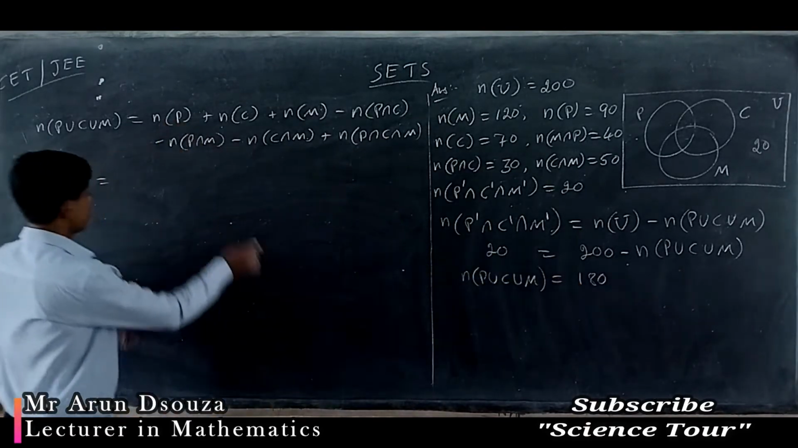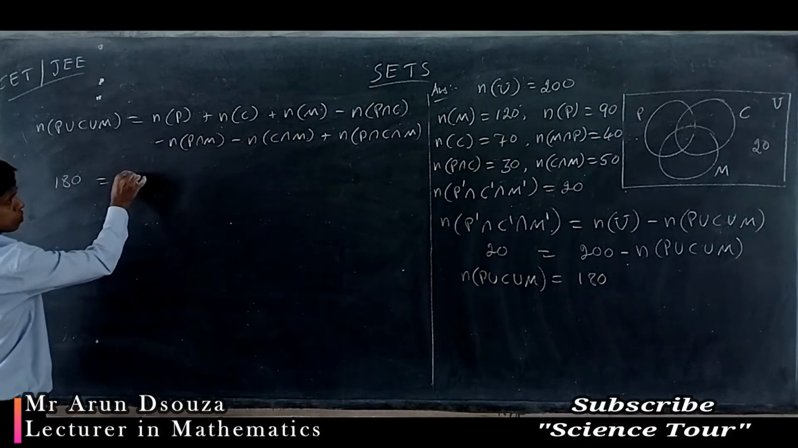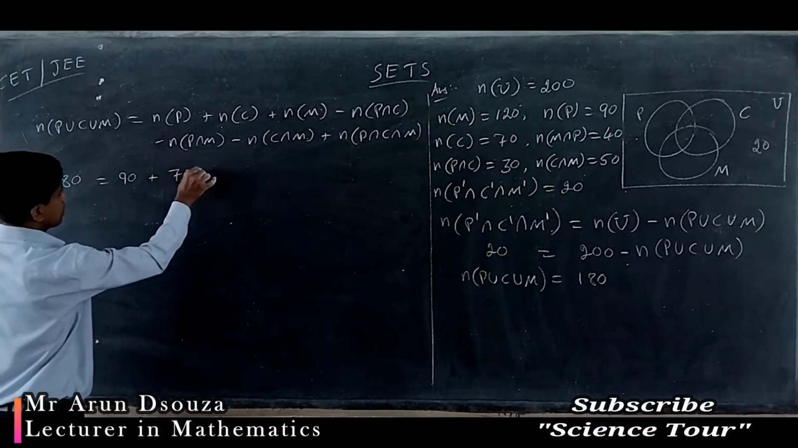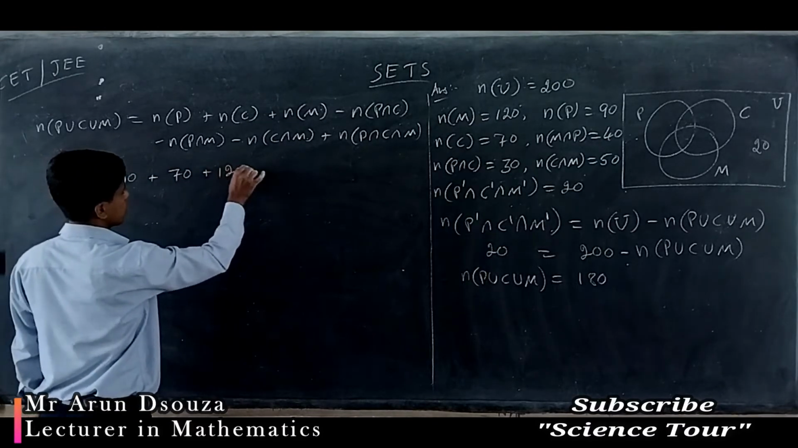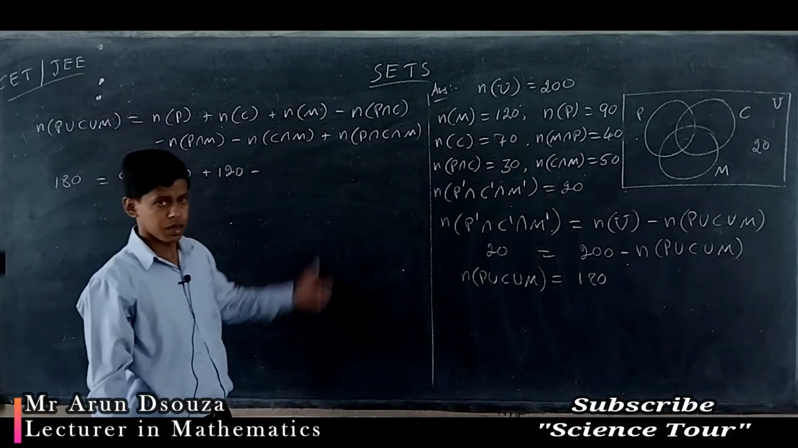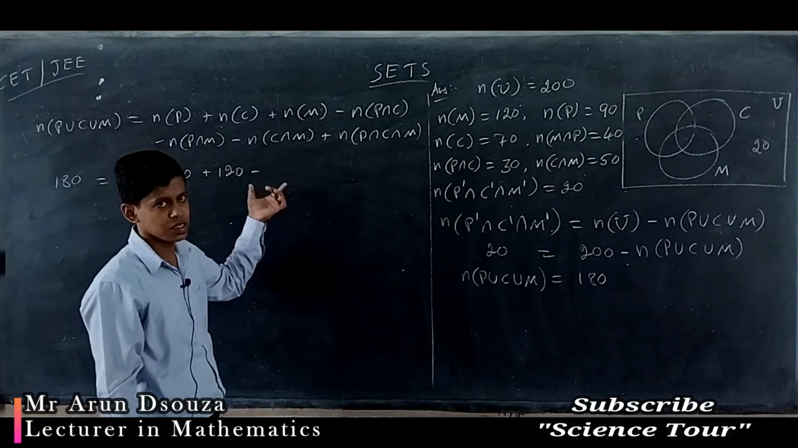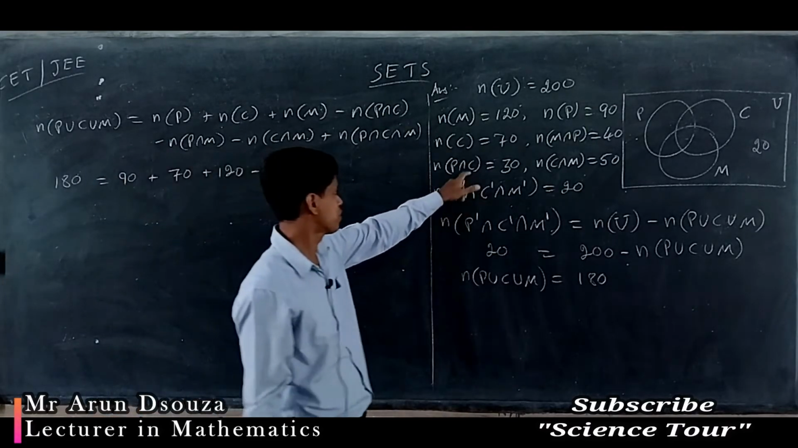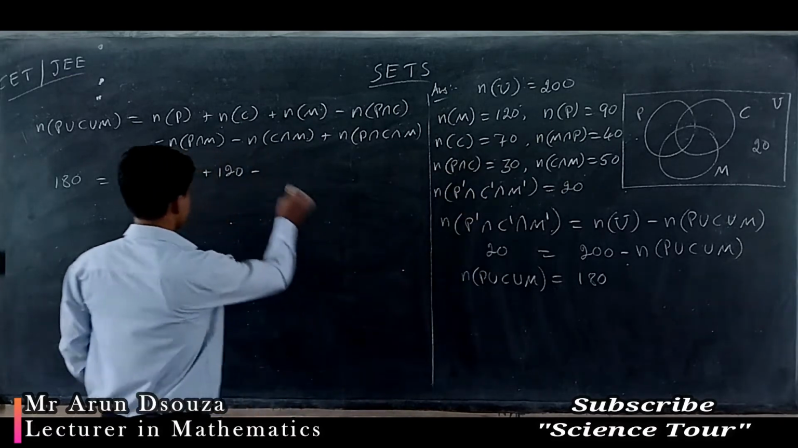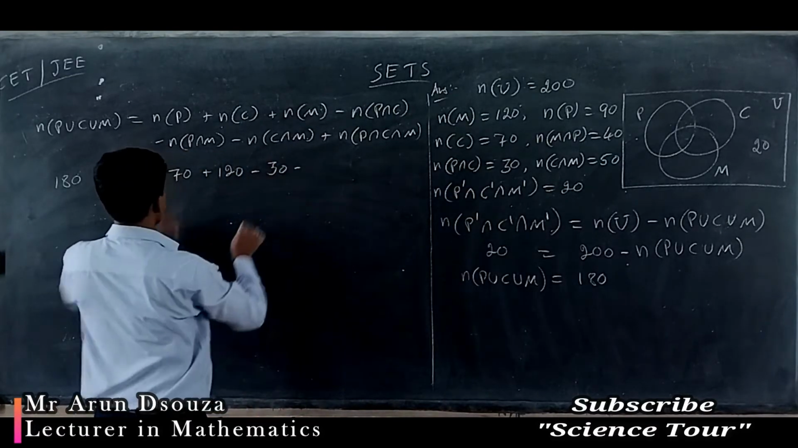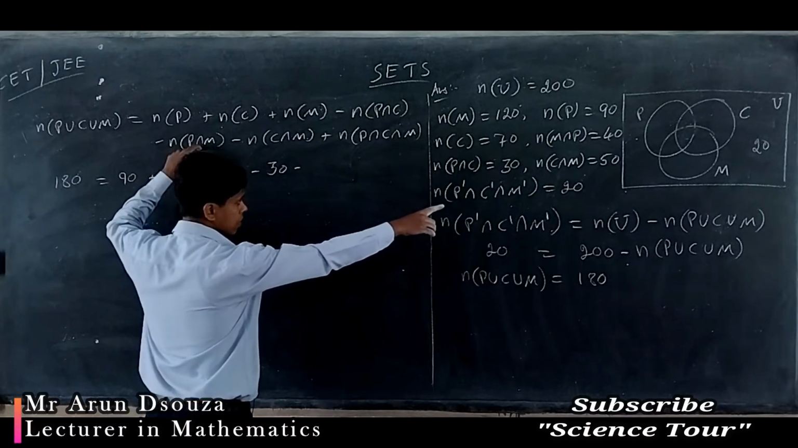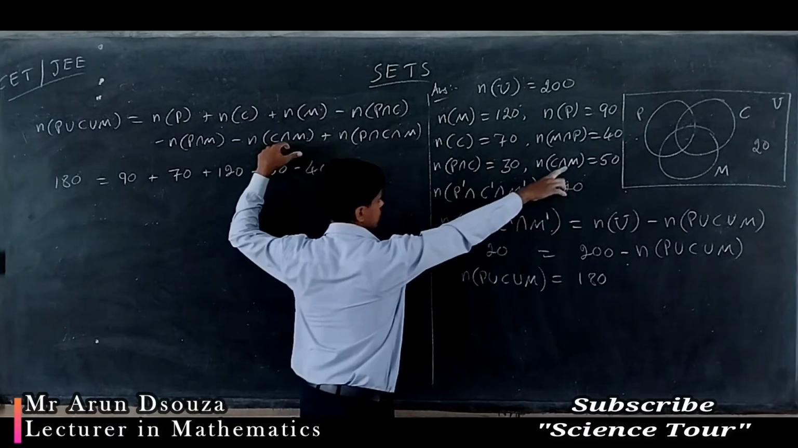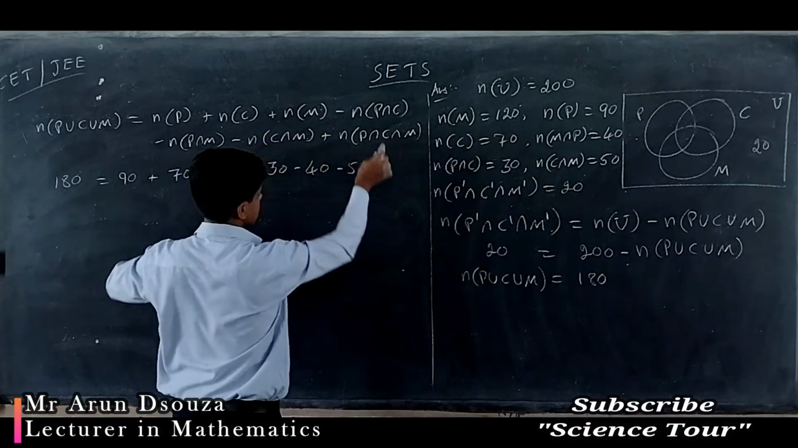Now what is n of P? I'm sorry, n of P is 90, and n of C is 70, and n of M is 120. Maths has the highest number of students, because this is maths class. Anyway, now 30, and P intersection M is 40, and then C intersection M is 50, and what is this?